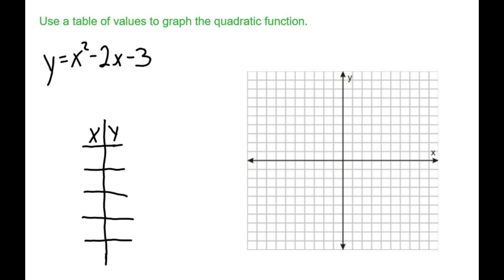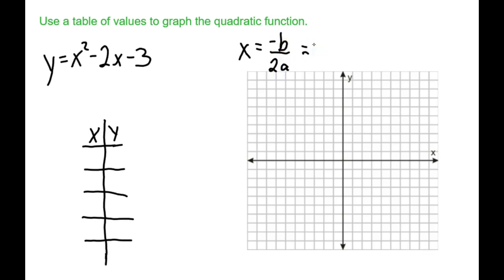Now to the first example, we want to use a table of values to graph the quadratic function. Our equation is y equals x squared minus 2x minus 3. So this is given to us in standard form. We're going to use a table of values, 5 points. We'll plot those points, draw the graph for this quadratic function. The first thing we should do is find the x-coordinate of the vertex of the graph. So we have to use the expression x equals negative b over 2 times a.